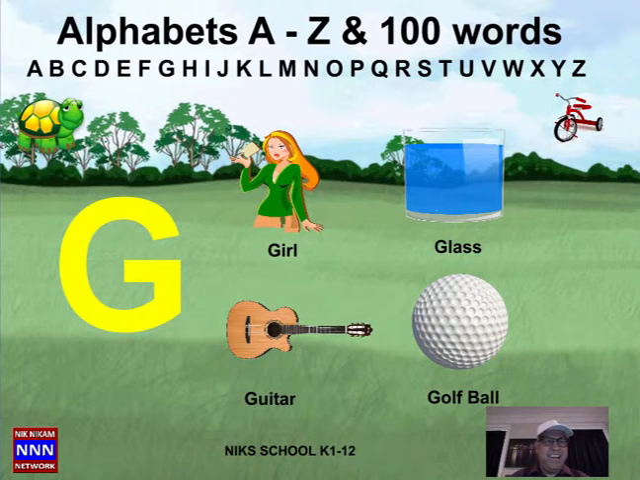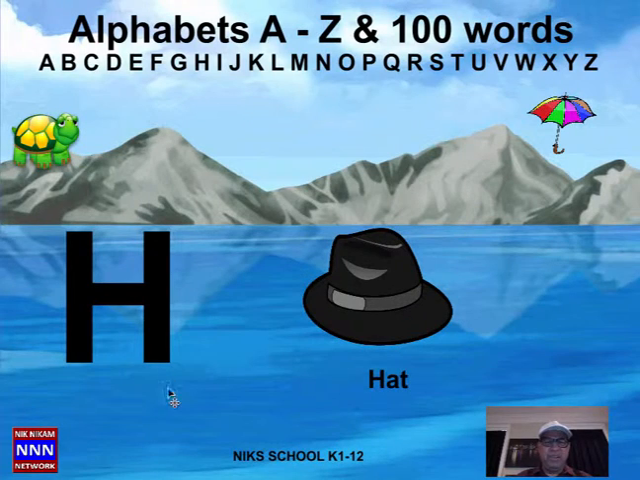All right, let us move on. Let's go to the next. Oh, this is a letter H. H like in hat. H is pronounced as hat. This is a hat. This is a hat you put on your head.